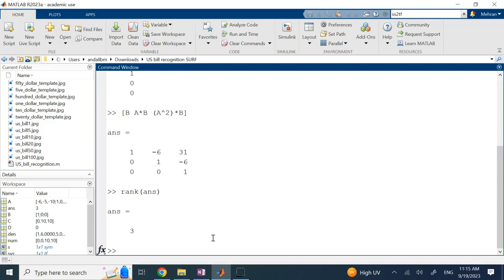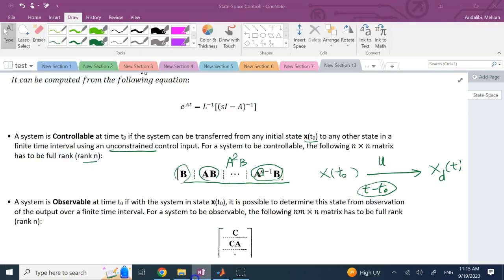So this system is definitely controllable. Okay, the system, you can take it from any initial state to any desired state at any time in a limited time interval. Okay, so that's as simple as it gets for checking controllability.